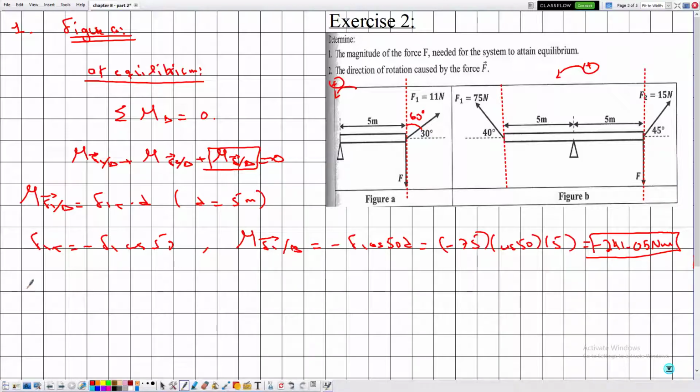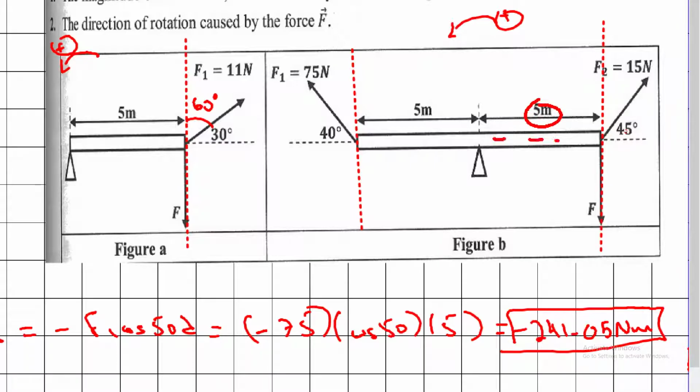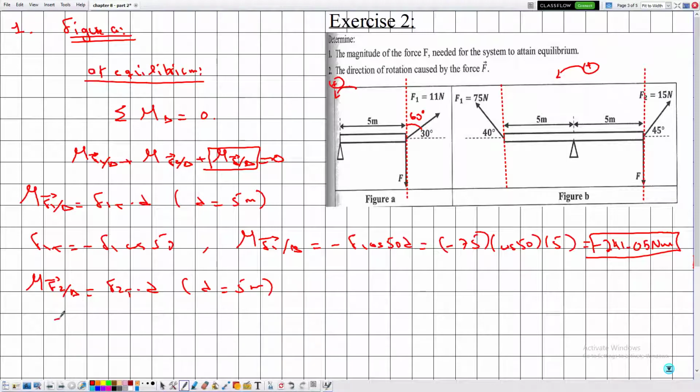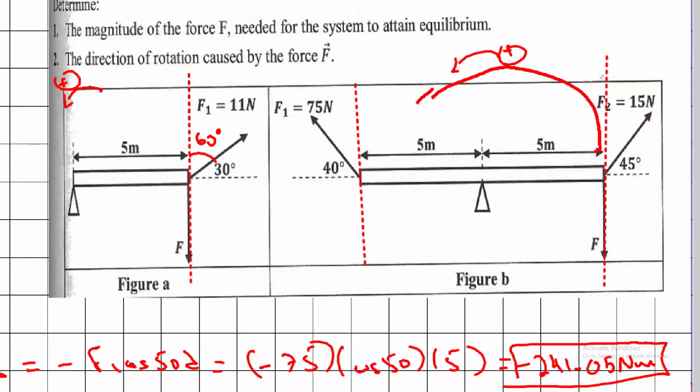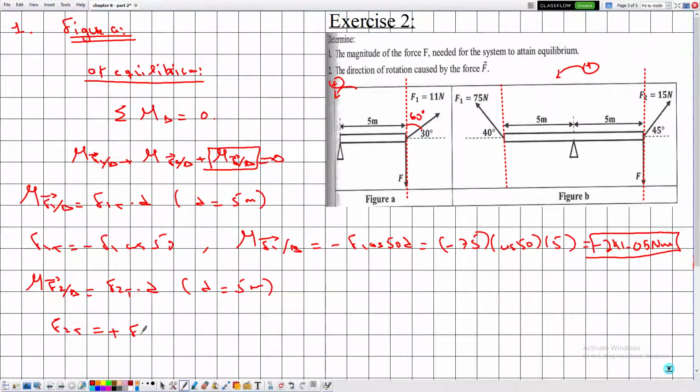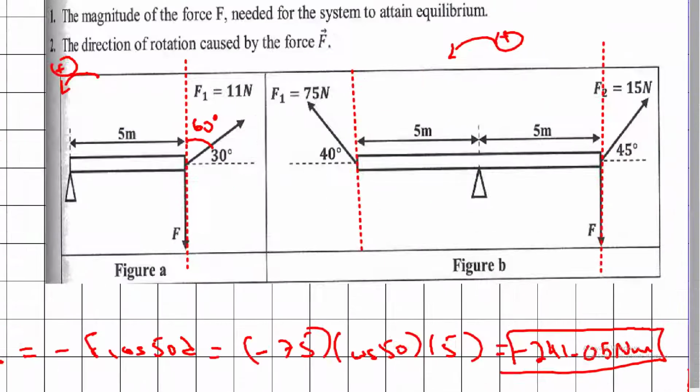Now in this case, the moment due to the force F2 on the axis delta is equal to what? It is equal to F2 tangential multiplied by D, and in this case D is given by 5 meters, which is this distance, knowing that this is the radial direction, so this is the tangential direction. So F2 tangential is equal to, in this case it will try to rotate in the positive direction, so it's plus F2 multiplied by cosine 45, which is this angle.